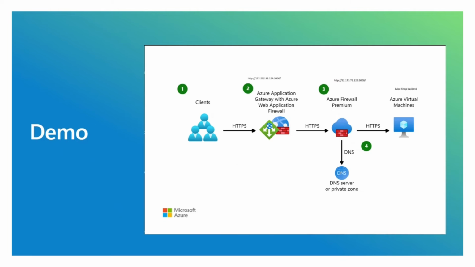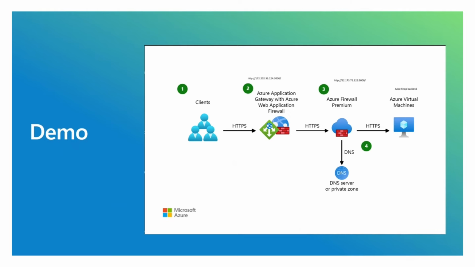So for today's test, we will access the backend in two ways. First, via the app gateway IP, which is 172.202.33.124, using port 3000, which is where the Juice Shop is listening. And then we're also going to reach the same backend via the Azure Firewall, which is on the IP 52.173.72.122, on port 3000. So we will do some attacks using both entry points.